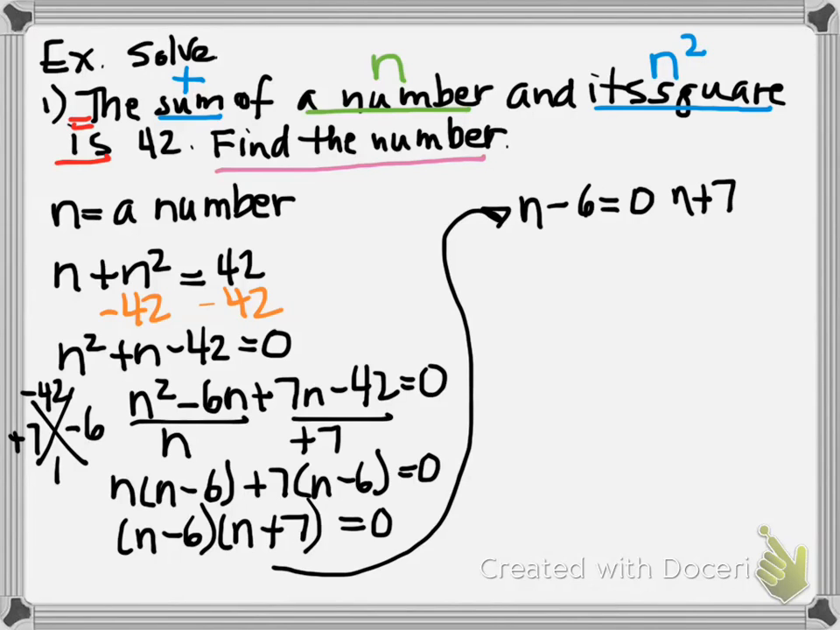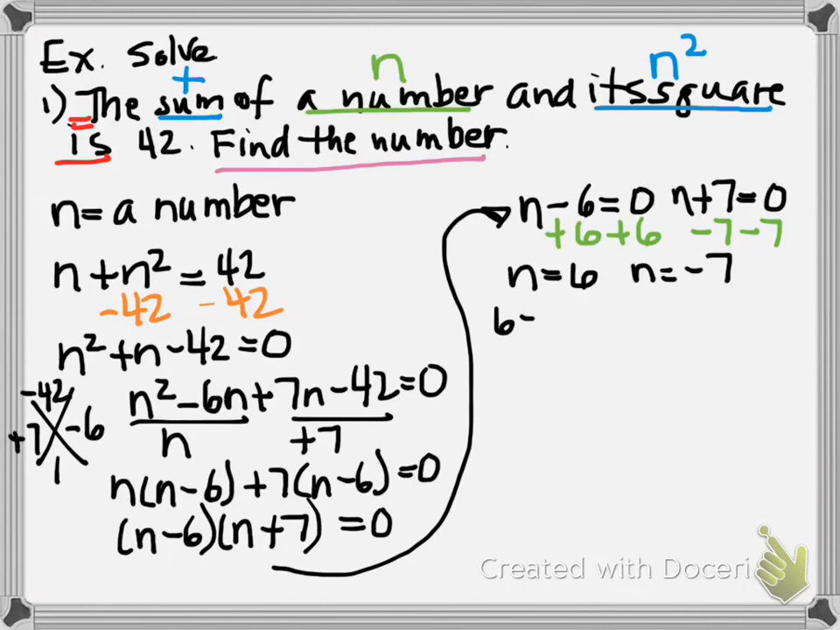Going back to our Chapter 3 skills, we're going to go ahead and add 6 to both sides on the first one and subtract 7 from both sides on the second one. That gives us n equals 6 and n equals negative 7. So what we're going to do is see if either of these are contradictory. So we're going to test them out.